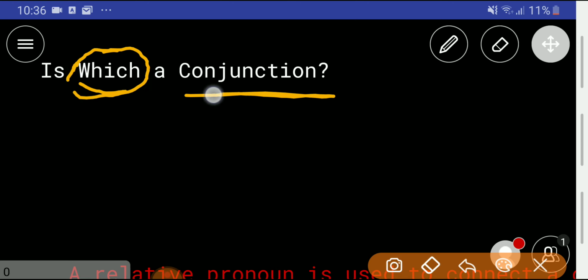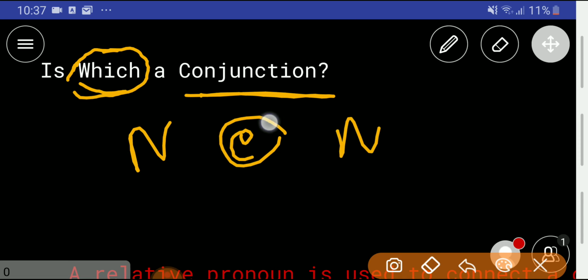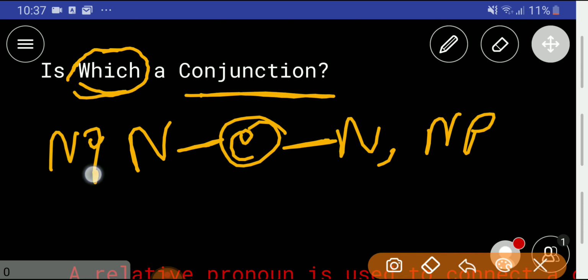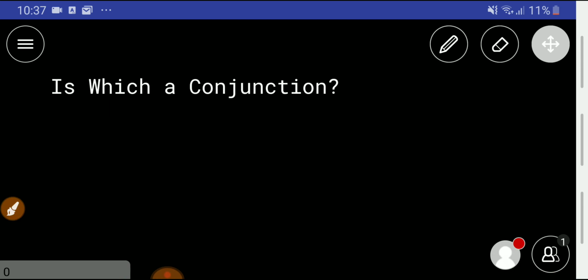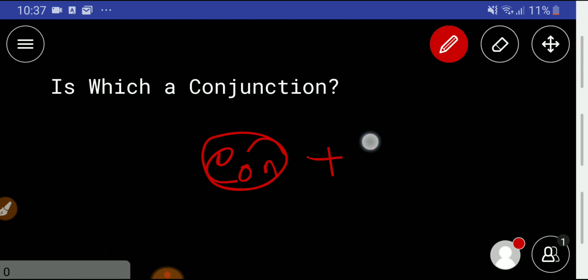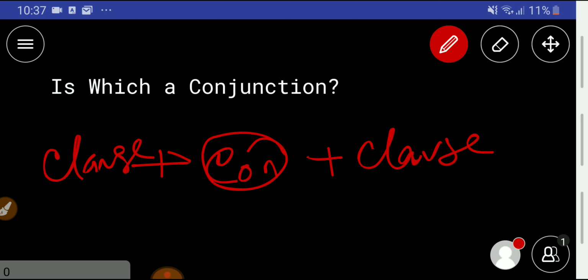Okay, what do you mean by conjunction? A conjunction can connect two nouns, or two noun phrases, or two pronouns, or even two clauses, right? Clause plus clause. Okay, do you have any idea about clause?